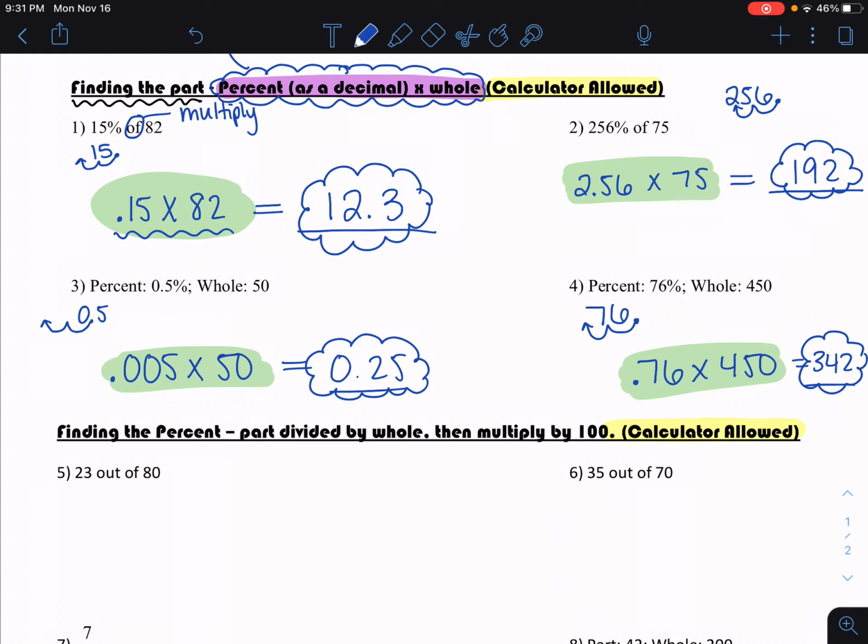This is finding the part. You need to change the percent to a decimal and multiply by the other number. So the other number is the whole amount. You are finding the part. Percent as a decimal, move the decimal 2 places to the left, then multiply by the whole.